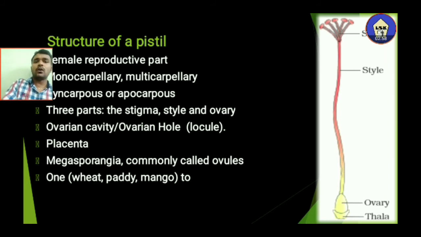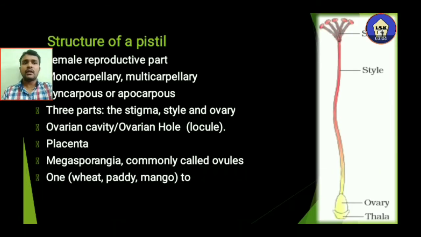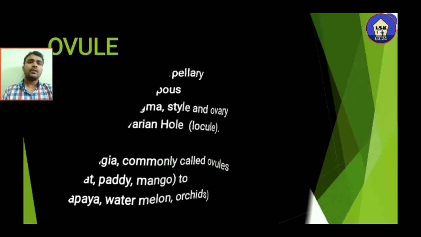In these plants, a single ovule is present within the ovary. And it may be more than that. The number of ovules may be many. More than one ovule may be there in the ovary of some plants such as papaya, watermelon, as well as orchids. So papaya, watermelon as well as orchids contain a large number of seeds. The reason is the presence of a large number of ovules within the ovary.